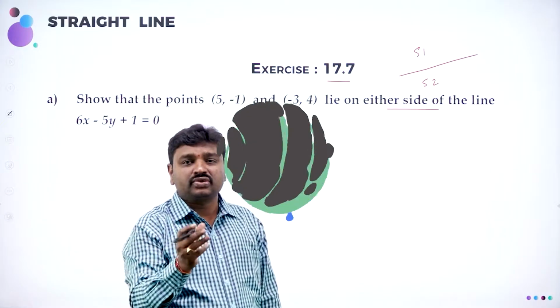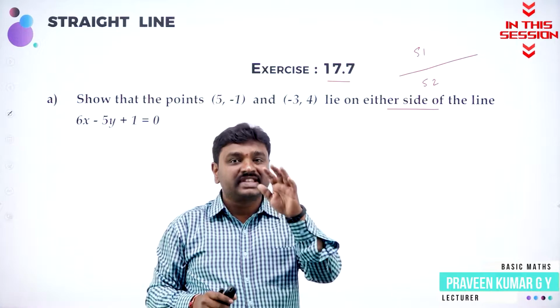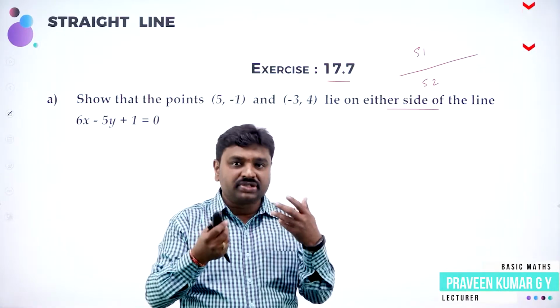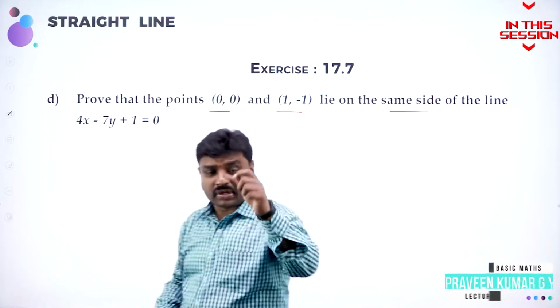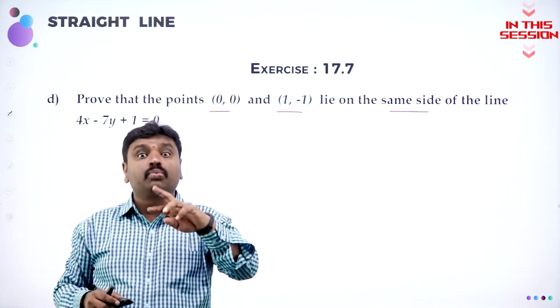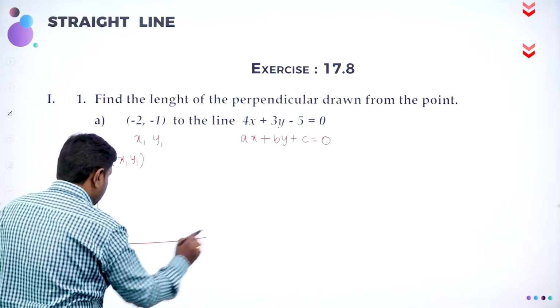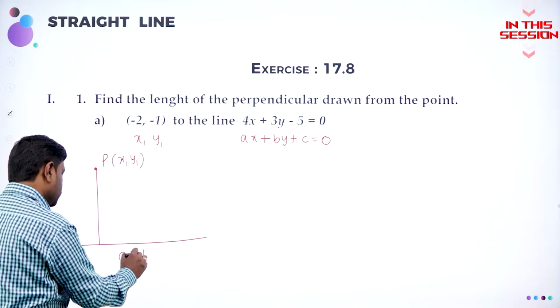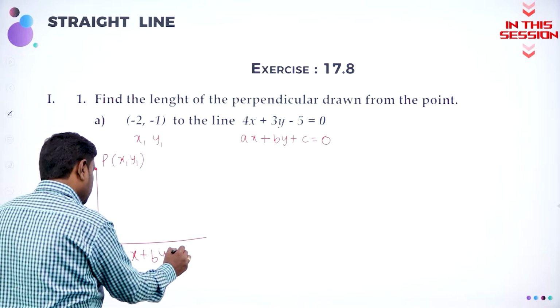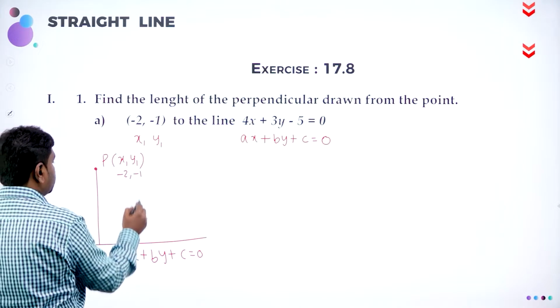Dear students, when you substitute the point, if you get both the number values with the same sign, if both are positive, and same side means when you substitute the point in the line, you should get either both positive or both negative. Both should give you the same sign. And this is the line. The line we call ax plus by plus c equal to 0. So point -2, -1.